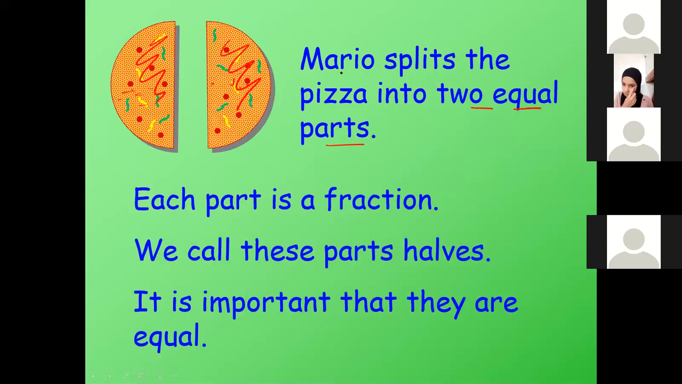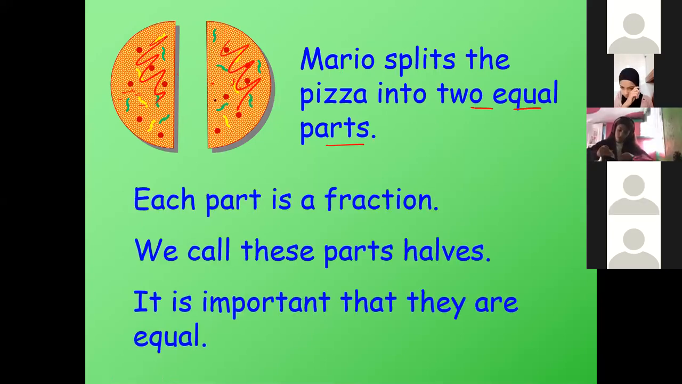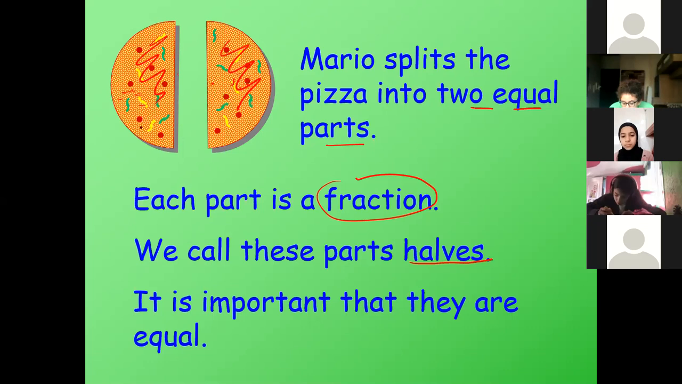What can we say about each part? Each part is represented as a fraction. We call each part a half. So the first part we call a half, and the second one also we call a half. Because he divides the pizza into 2 equal parts, each part we call what? Half. Both parts should have the same size. They can't be different. They should be equal. So it's important that they are equal.